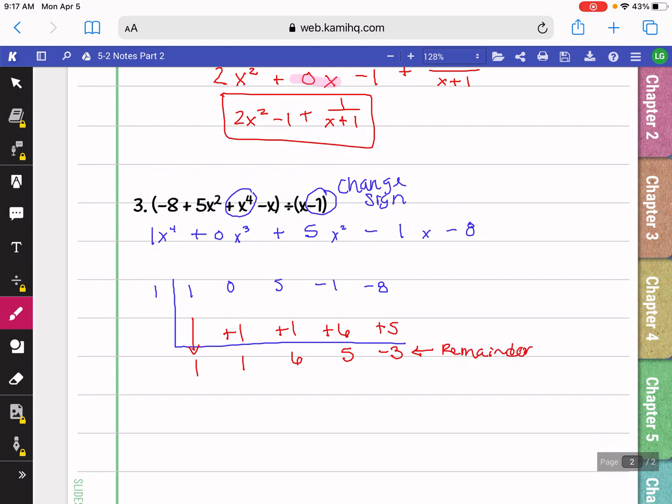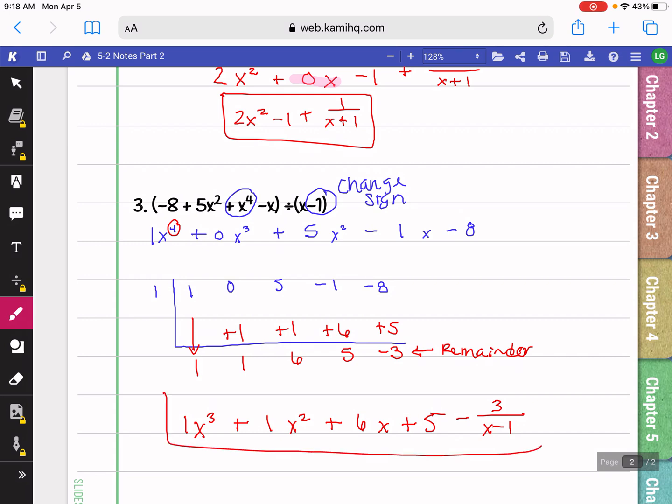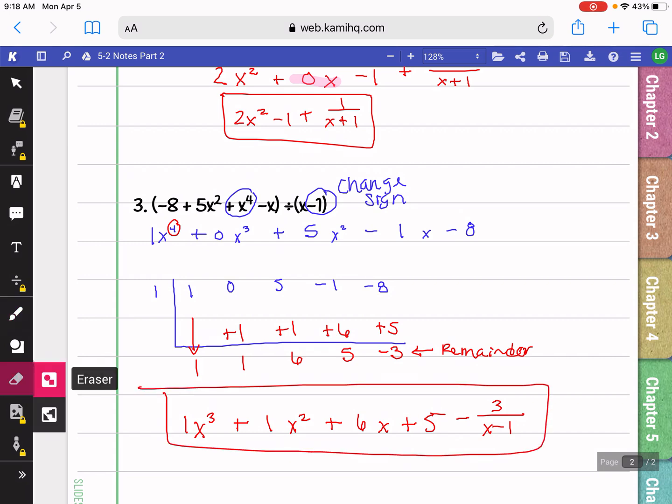Since our original problem started with an x to the 4th, our answer is going to start with an x cubed. Then we'll have x squared, then x, then our constant. So I'm just going to fill in the coefficients. 1x cubed, 1x squared, 6x, then I have a constant of 5, and my remainder is a negative 3. And then just remember in your final answers, the 1s can be invisible. They don't have to be there.